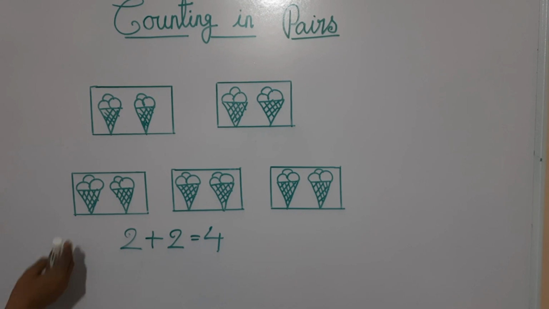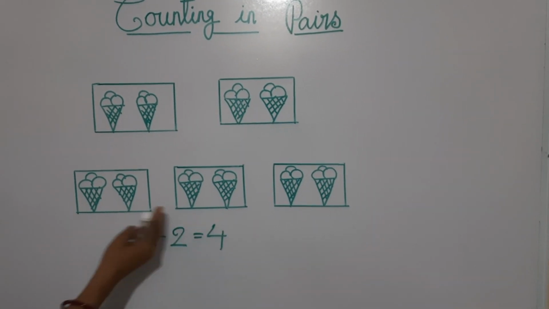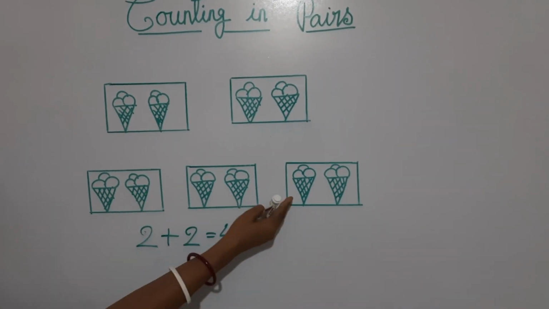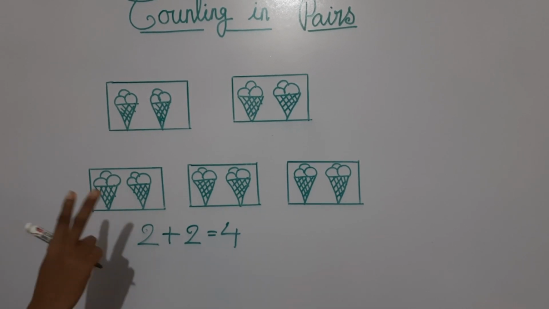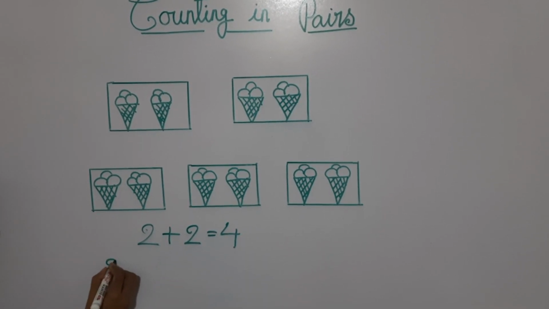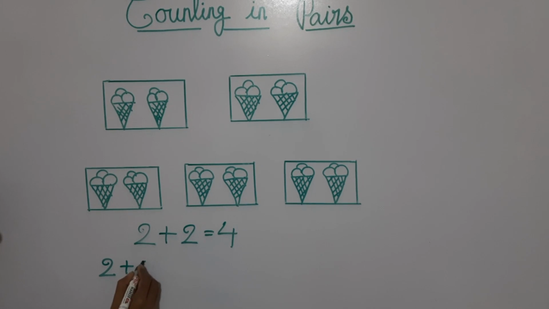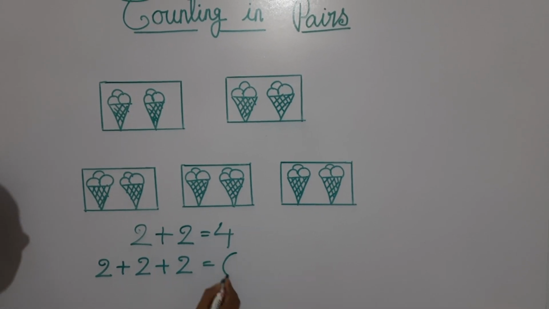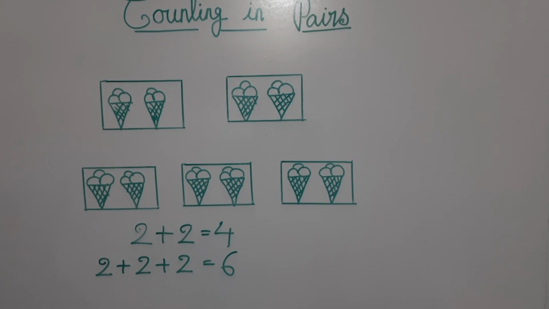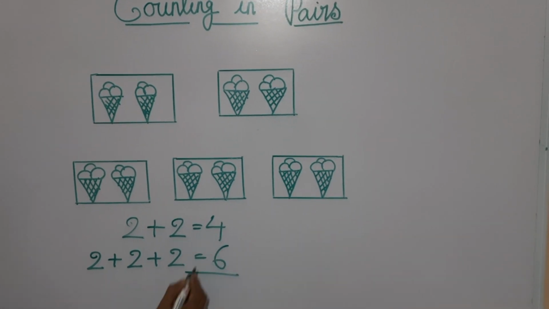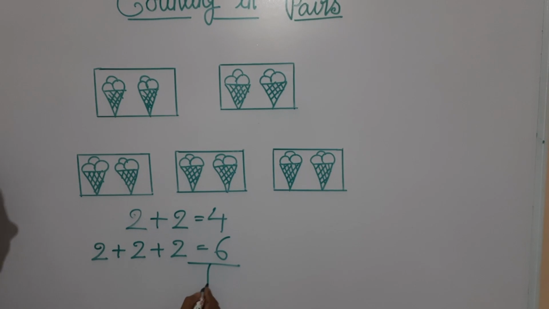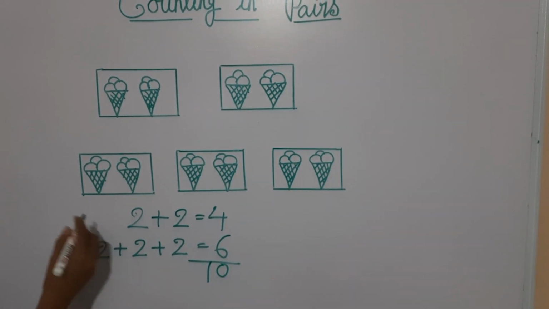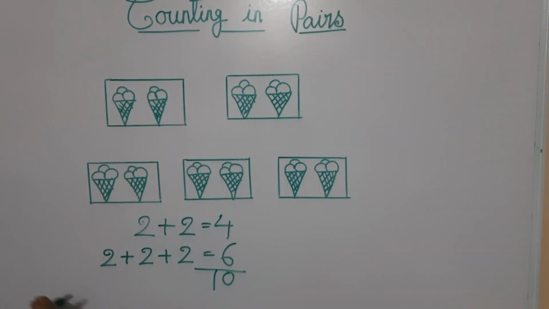Very good. Look at this. How many pairs are there? 1, 2, 3. Every pair having 2 ice cream. So 2 plus 2 plus 2. Total 6 ice cream. Let's add 6 plus 4. Yes, 10 ice cream. So there are total 10 ice creams here.